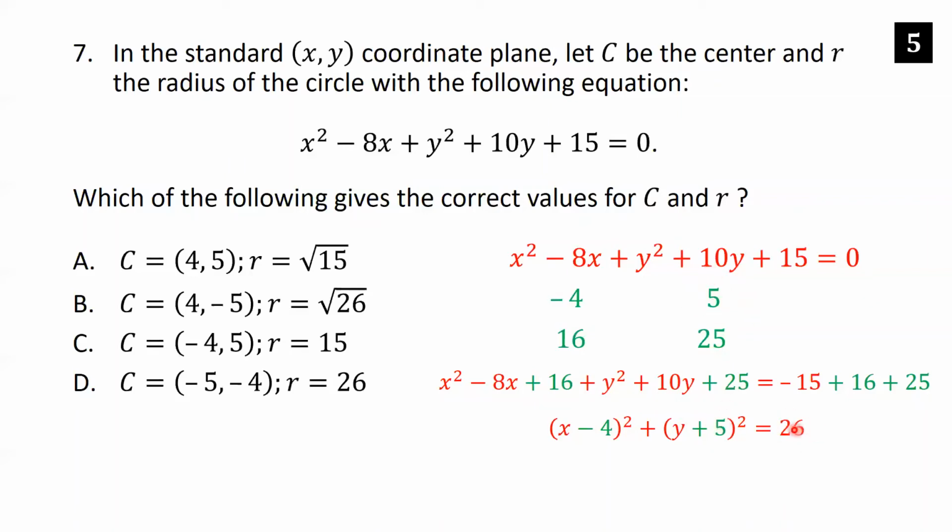And now where did this 26 come from on the right? Well, we just added all these numbers up: negative 15 plus 16 is 1, plus another 25 is 26. So what we have here now is an equation of the circle in standard form. And from that, we can pick out that the center is (4, -5) and the radius is root 26, and that is choice B.